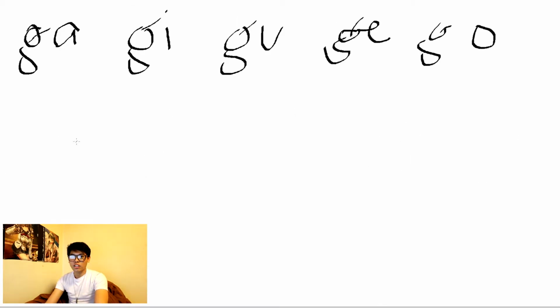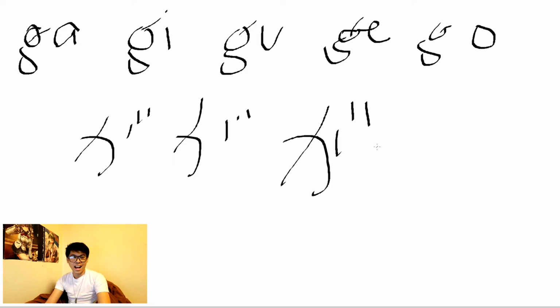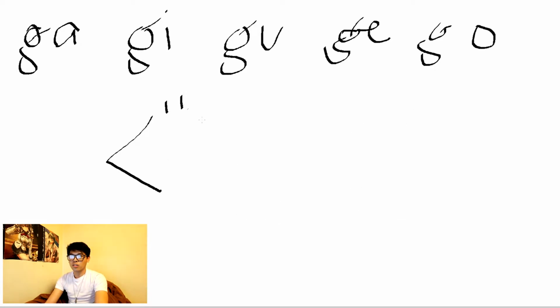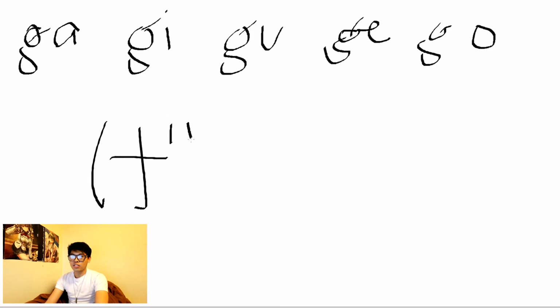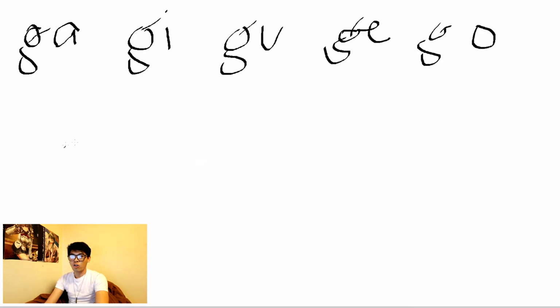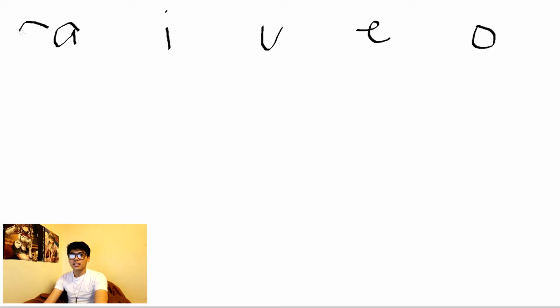So ga is from the ka. You just put this one to become ga. Okay, that's ga, 1, 2, 3, 4. Gi, from ki, you put this to become gi. Gu, put this one to become gu. From ke, put this one to become ge. That's it, just put some teng teng. Then go, put some on ko to become go. That's it.